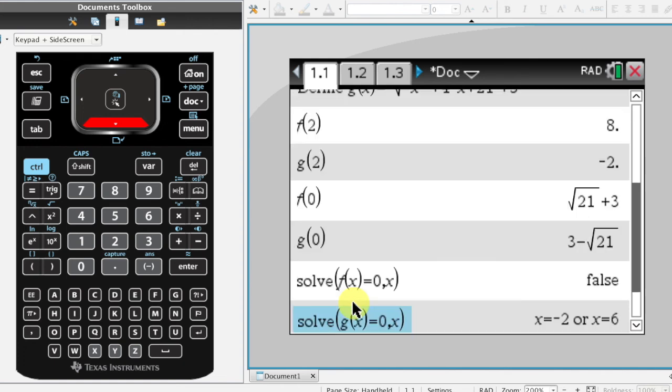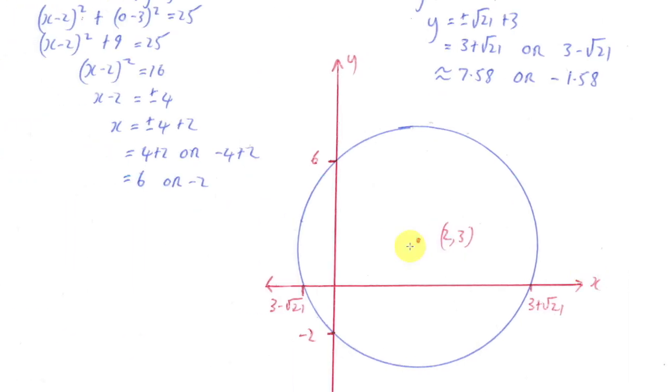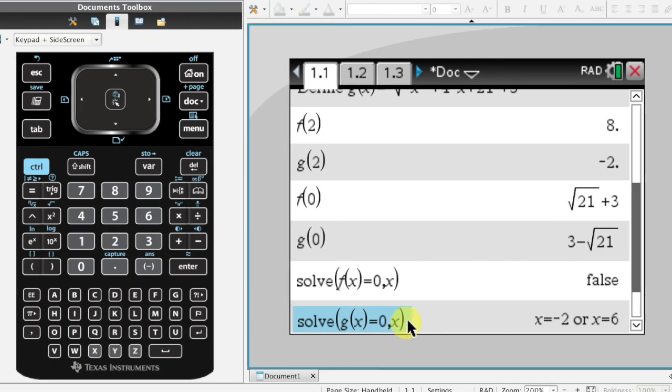And going further, to look at the x-intercepts, let's take the top part of the circle, make it equal to 0 and solve for x, and we get a result of false. This makes sense because that's the top half here, and at no stage will the top half cut through the x-axis, so it makes sense. g of x, the bottom one, will cut through the axis twice, at -2 and +6, and that's shown here.